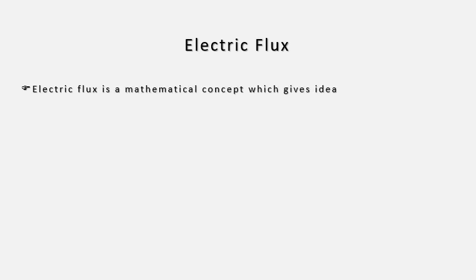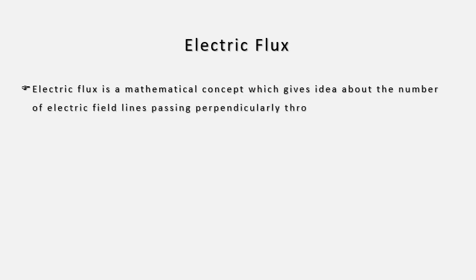We know that electric flux is a mathematical concept. Flux is basically the dot product of electric field and area, and electric flux is a quantity which gives us an idea about how many field lines are passing perpendicularly through the given surface area.